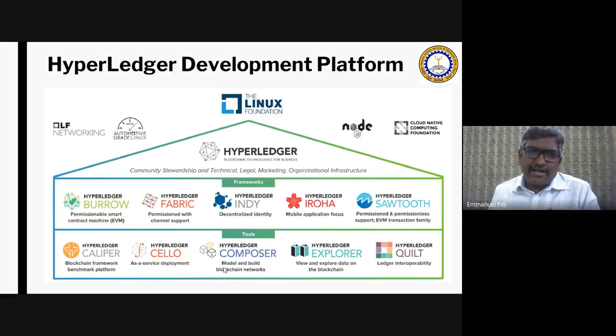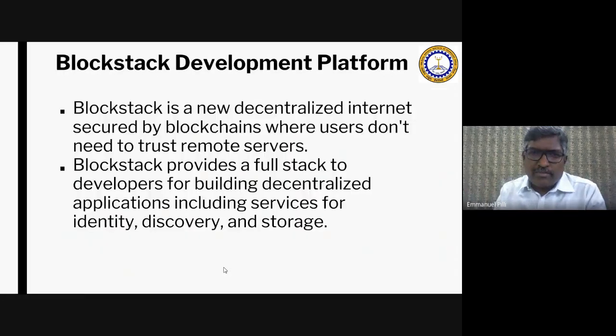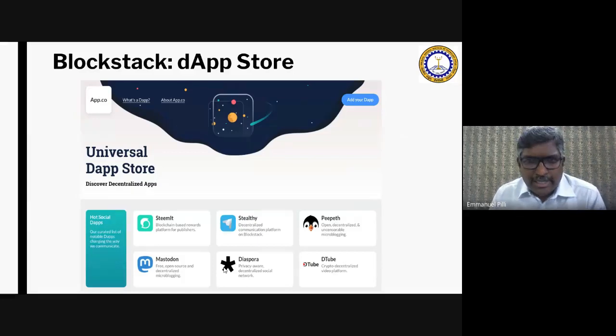So what I would suggest is either choose Hyperledger or choose Ethereum or choose Bitcoin Core and move on with one of them. And then Blockstack is another development environment like Ethereum and Hyperledger. It's a new decentralized internet secured by blockchains where users don't need to trust remote servers. It provides a full stack to developers to build decentralized applications, including services for identity, storage and discovery. All these things can be done. So Blockstack is another development platform. You also have their DApp store, where you can directly install the applications and then start using them.